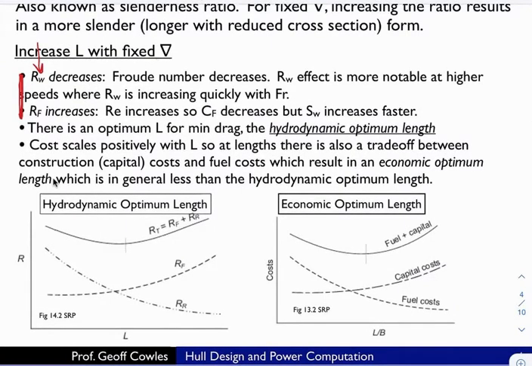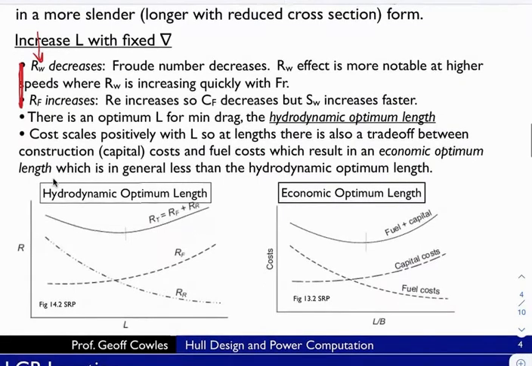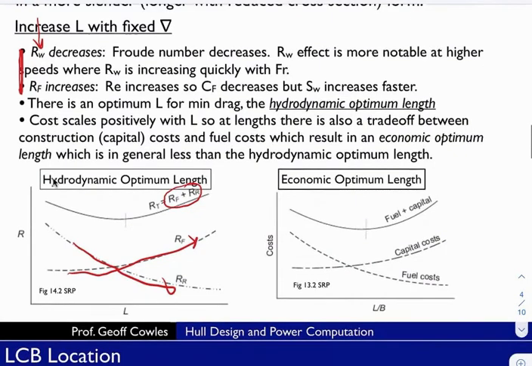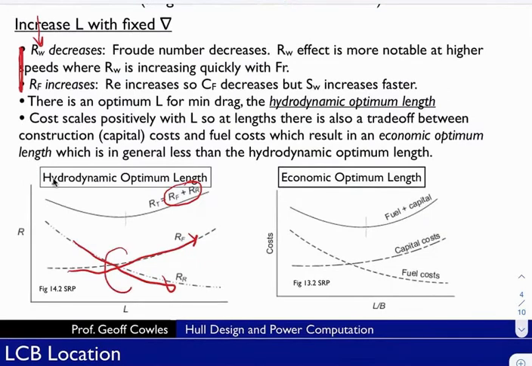There is an optimal L for minimum drag. This is what's known as a hydrodynamic optimum length. Just shown here, we have the total resistance as being the sum of the wave and the friction. The friction's going up because the wetted area is going up. The wave drag is going down because the boat's becoming more slender, and the effective Froude number, or the Froude number itself, is decreasing. So there is some length at which these combine to make an optimal total.